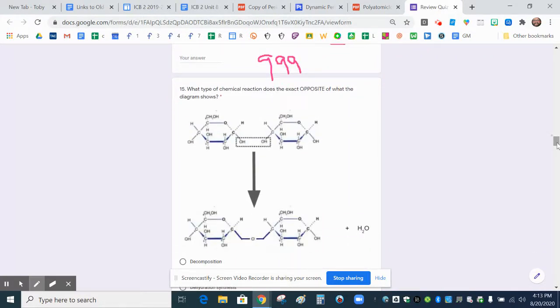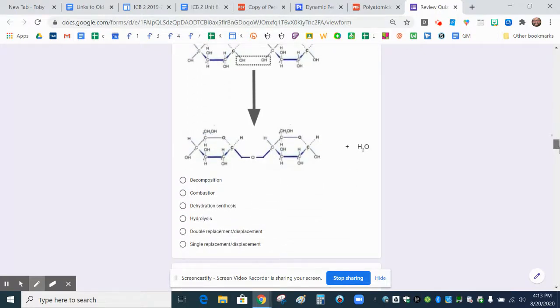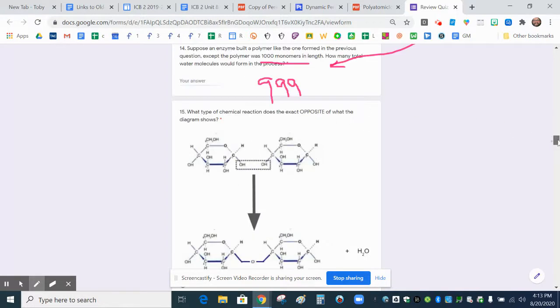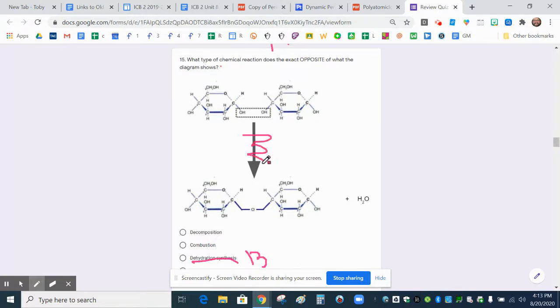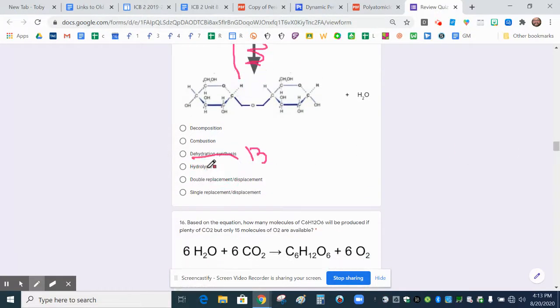Okay, 15. What type of chemical reaction does the exact opposite of what the diagram shows? Okay, so this diagram is exactly the same as number 13. For number 13, we said the answer was dehydration synthesis. We explained that a lot. Now, this question is asking, what about the opposite? So instead of the reaction going that way, let's say we took a polymer and broke it into 2 pieces, 2 monomers. That's what this arrow in the other direction represents. That would be the opposite reaction. That's hydrolysis, or fluently pronounced, hydrolysis.